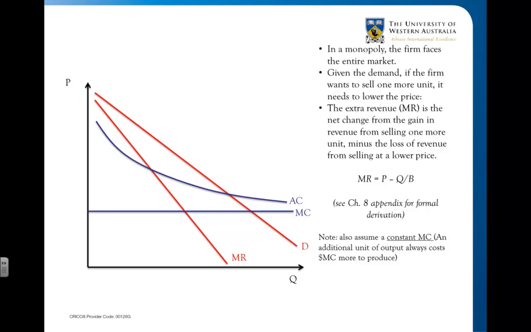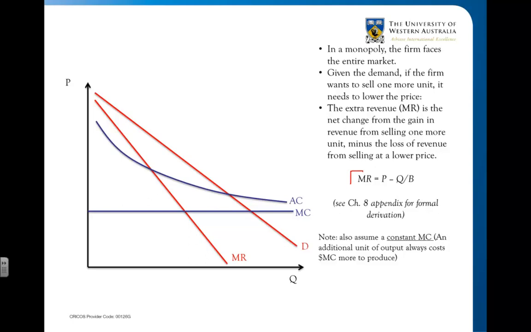Remember, in monopoly, and again, we're not talking about monopolistic competition just yet, the firm faces the entire market. Given the demand, if the firm wants to sell another unit of output, it needs to lower its price for everyone. And if it lowers its price, this then creates that wedge between the price that they sell it at and the extra revenue or the marginal revenue that they get. So remember, the marginal revenue is the net change from the gain in revenue from selling one more unit, but then you've got to subtract off the revenue from selling it at a lower price.